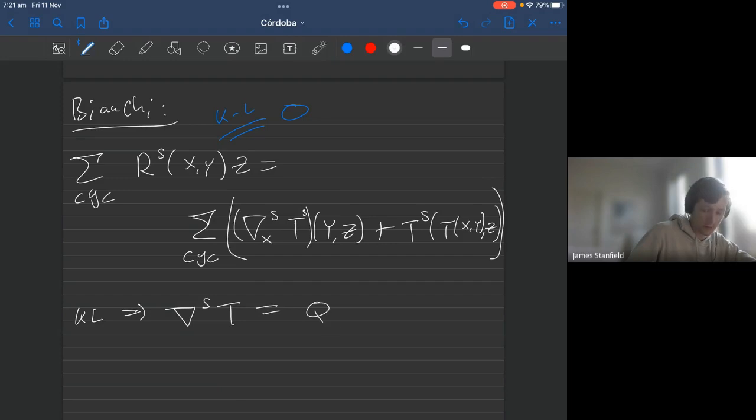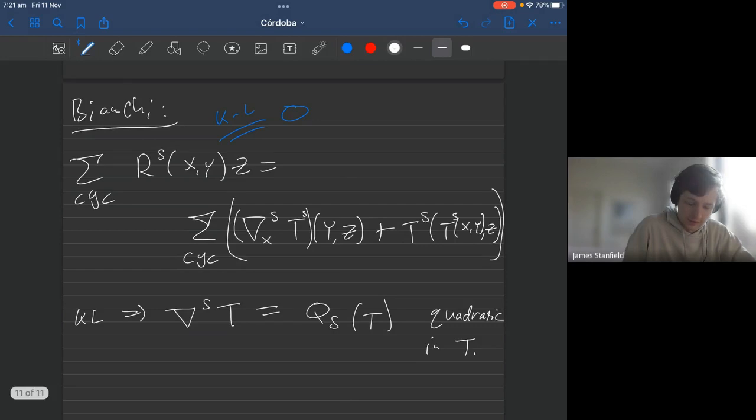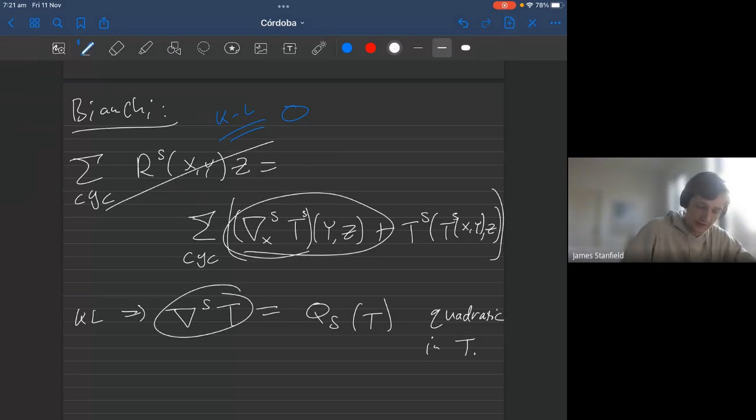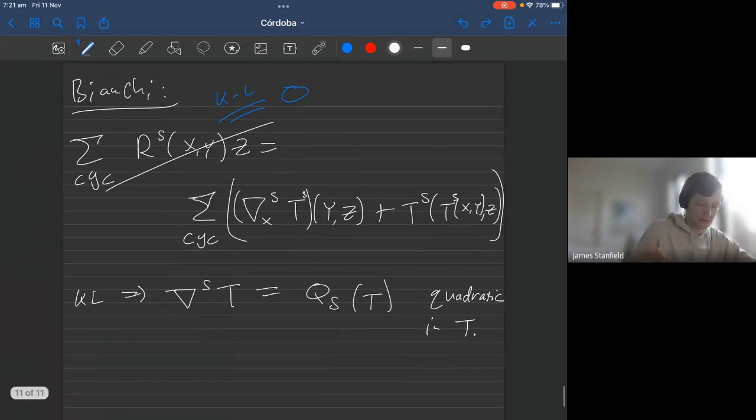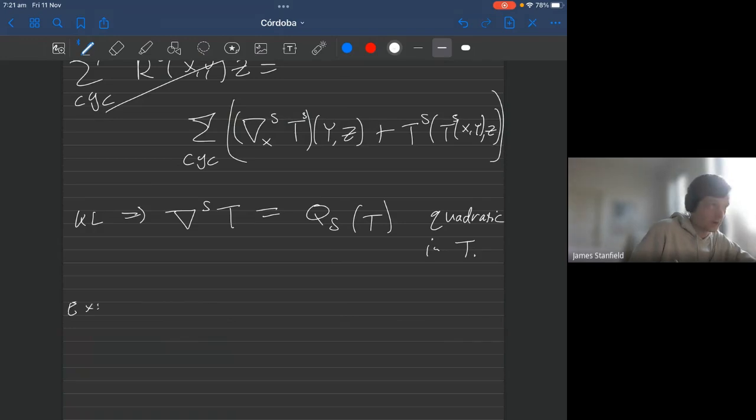This ends up being some quadratic in the Chern torsion. So remember the S torsion I can write in terms of the Chern torsion, right? So these can all be turned into T's as long as I bring out S factors. If this side is 0, then I can essentially solve for the S covariant derivative of T and get some quadratic in the torsion. So we can turn derivatives using Kähler-likeness into algebraic expressions.